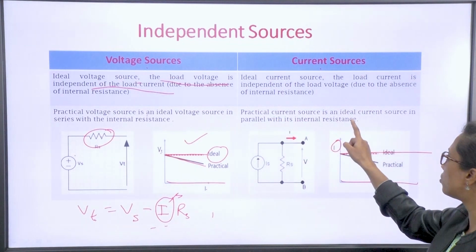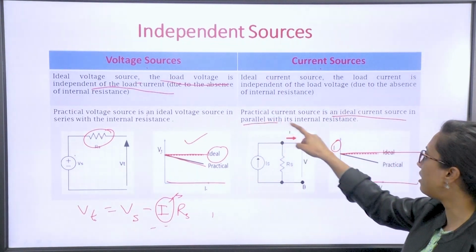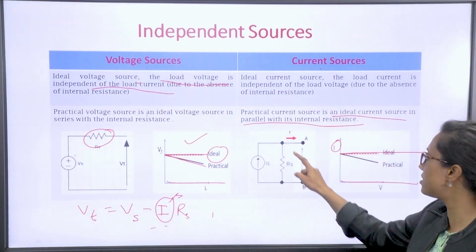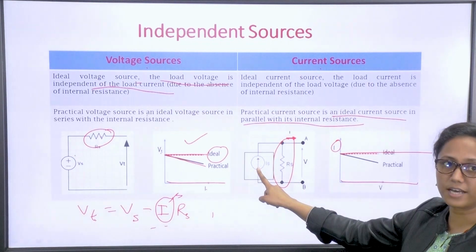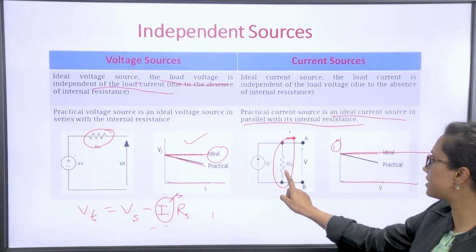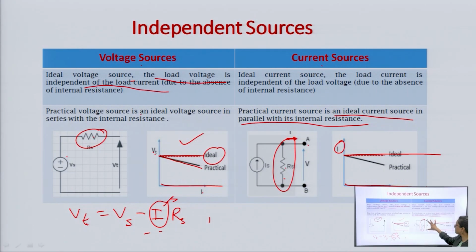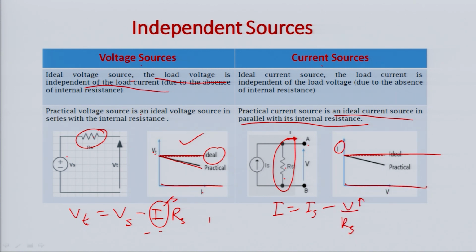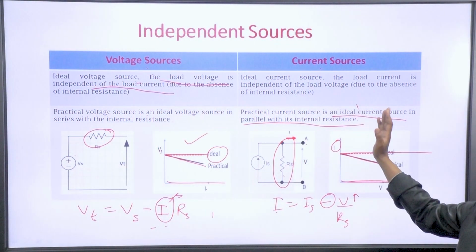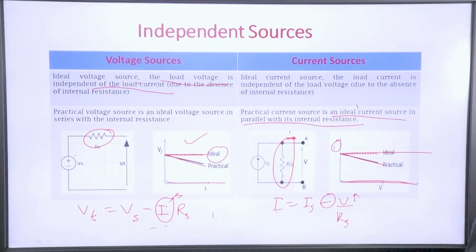Similarly, the practical current source is the ideal current source in parallel with the internal resistance. This is the ideal current source, a resistance is connected in parallel, and this is the voltage. Here I is equal to Is minus V by Rs. As the voltage increases, this I goes down, because of the negative sign. This is how we can classify the ideal and practical voltage sources and current sources.